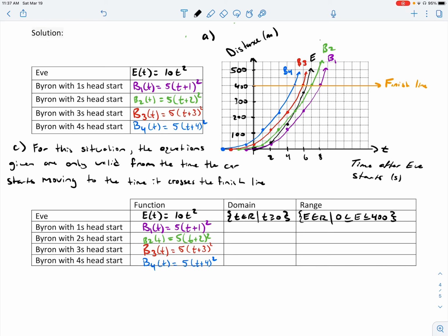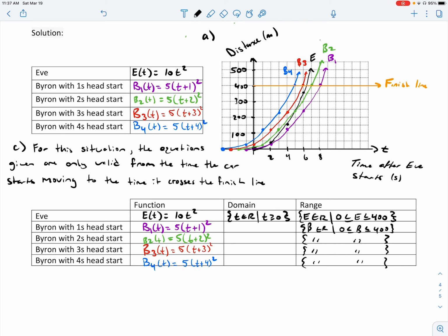This range is actually going to be the same for all the races. So I changed it to B here. Let me rewrite that. B is an element of R, from 0 to less than or equal to 400. All the graphs begin on the time axis, at a position of 0, and they all finish at 400. So that's the range, the same for all of them.